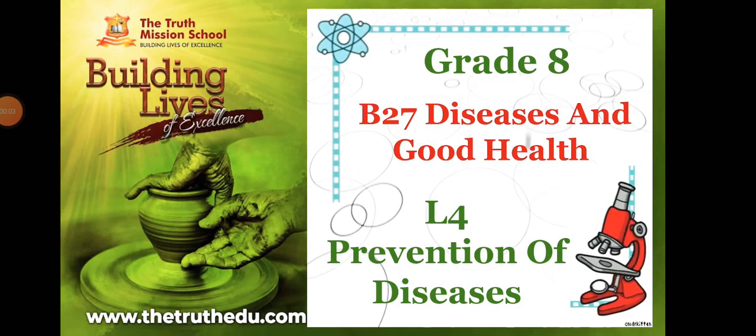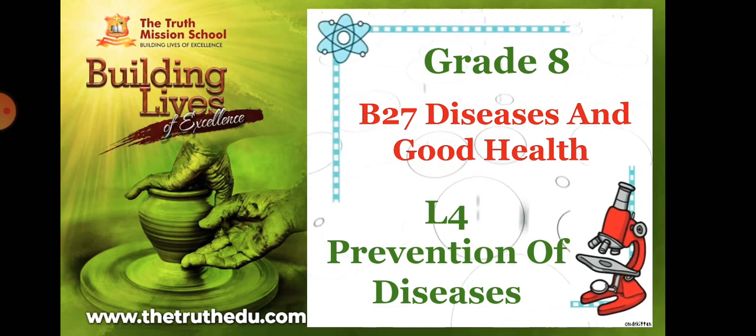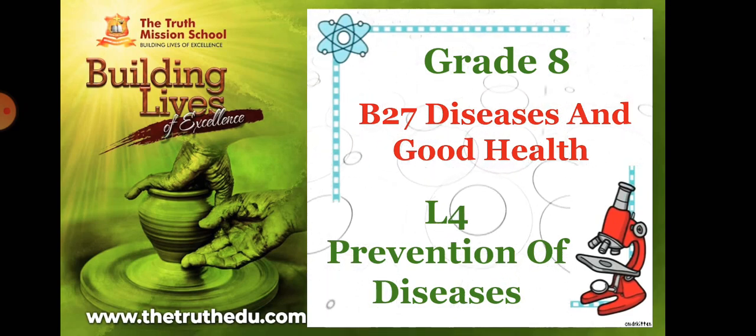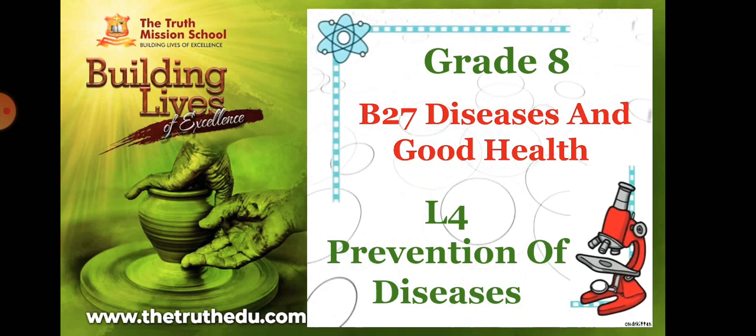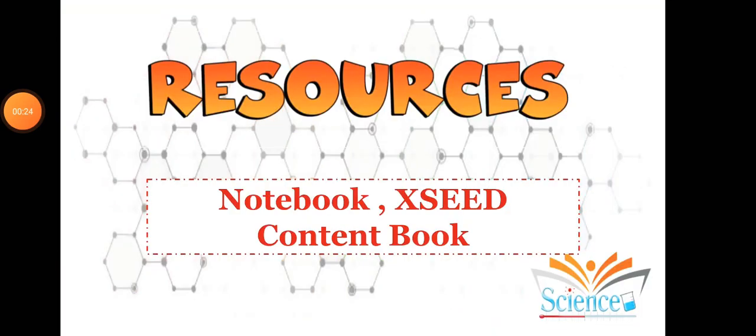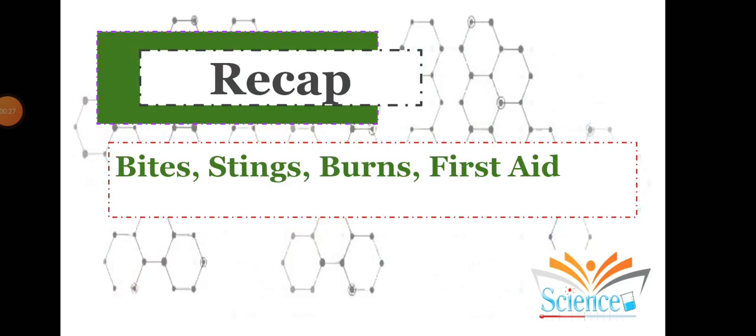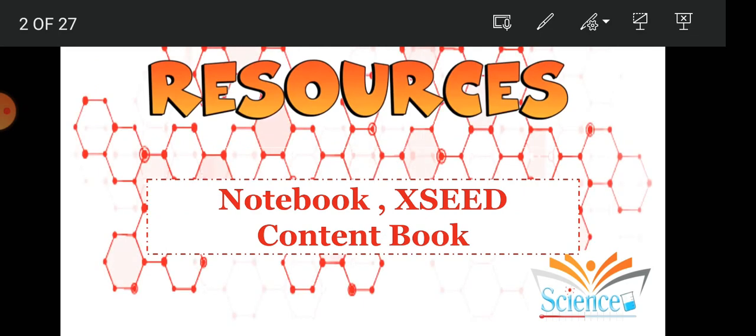Students, today we are going to discuss lesson 4 of our block 27, which is prevention of diseases. If we do a quick recap of what we learned yesterday, we were learning about first aid. We learned about the different types of stings and burns, and we also discussed the levels of burns. In today's class, we are going to move further with our discussion.